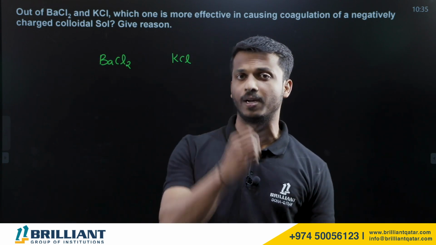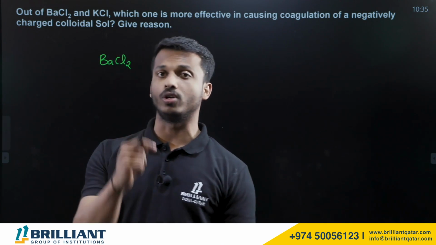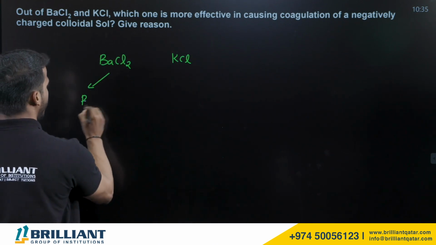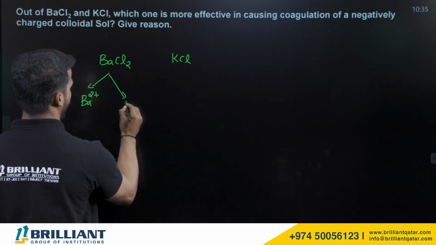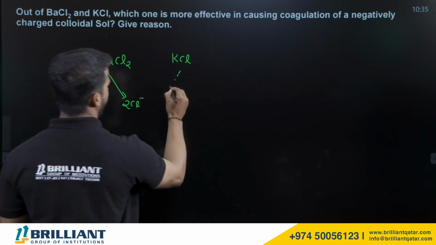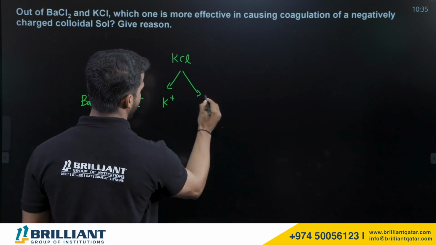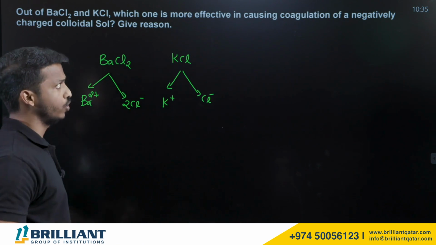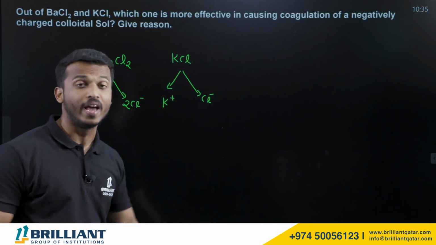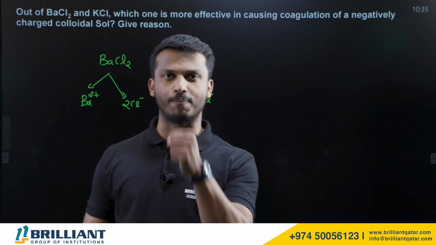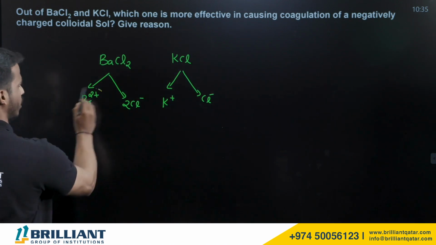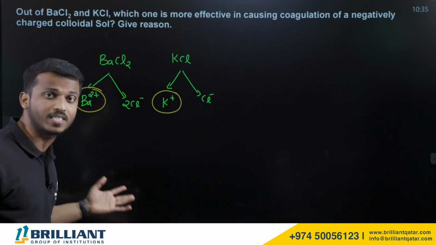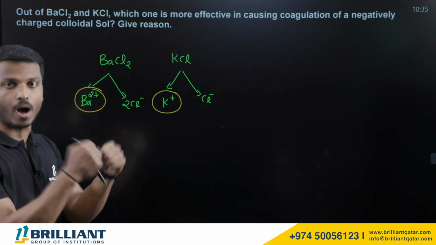If you want to precipitate them or coagulate them, we have to use a positively charged species. You know, barium chloride has Ba2+ and chloride, right? And potassium chloride has K+ and Cl-. Here you need not bother about the negatively charged species because your colloid is negatively charged. If you want to precipitate them, we need a positively charged species. Which are the positive ones? Barium 2+ and K+. Which one has the greater charge here? Barium 2+. So it has high coagulating power.